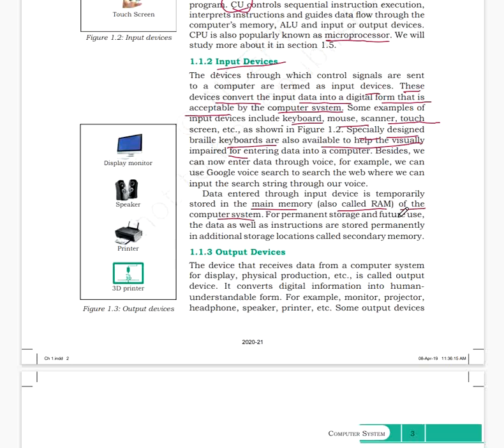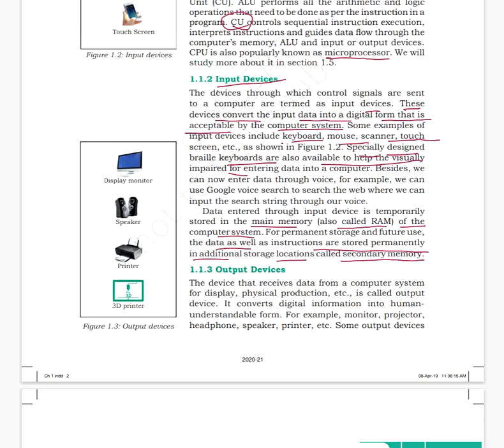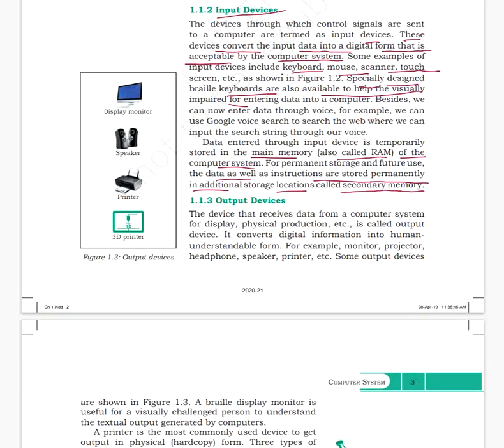For permanent storage and future use, the data as well as instructions are stored permanently in an additional storage location called the secondary memory, and this secondary memory is also called the auxiliary memory. So I think it's clear about the input devices.